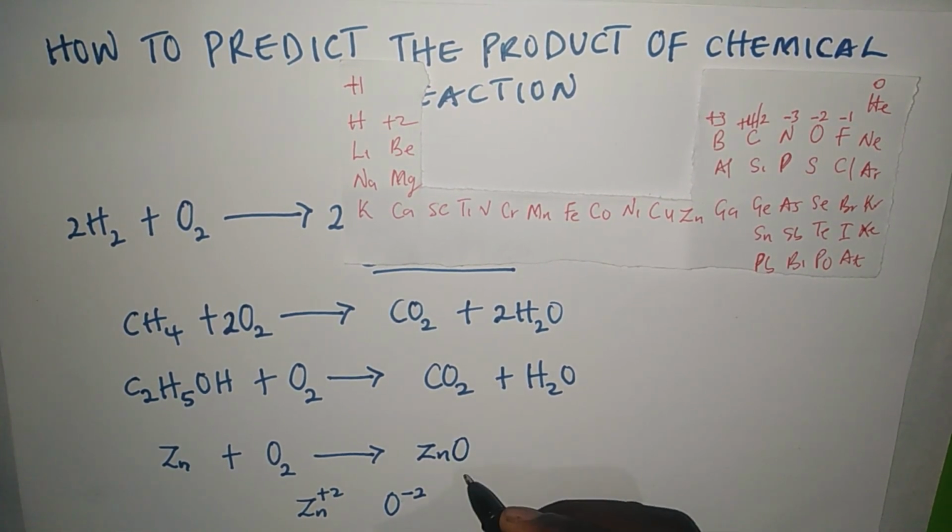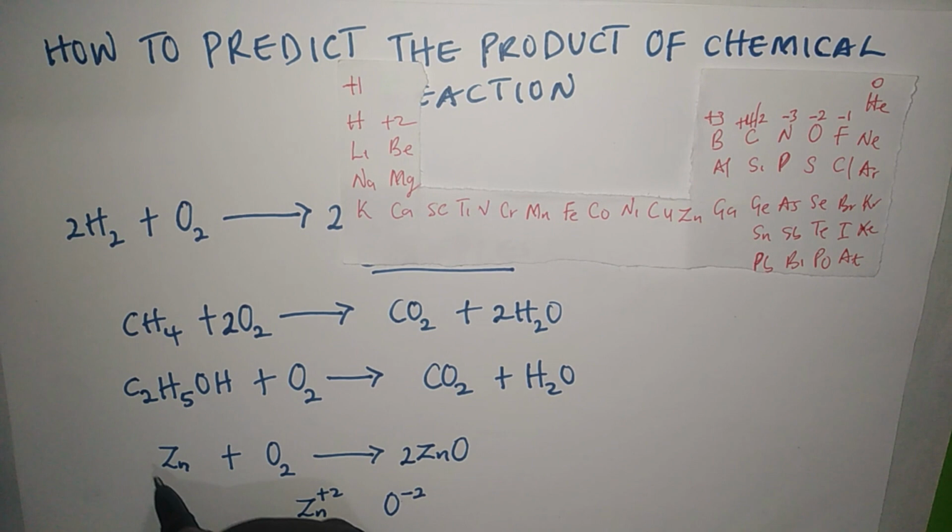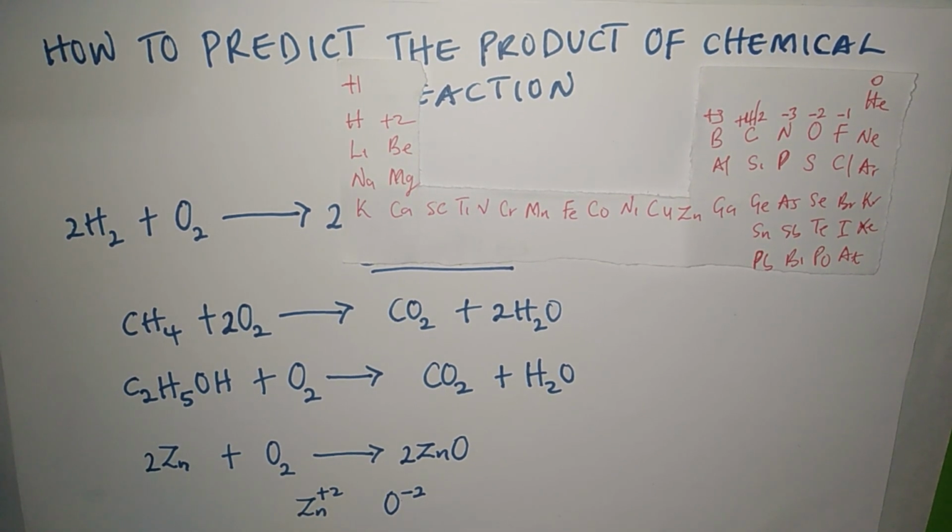Oxygen, right? 1-to-1 ratio. So you just put 2 here so that you can balance it. Then you add 2 this side. Now the equation is balanced. So let's take another example. This time will be a bit faster.